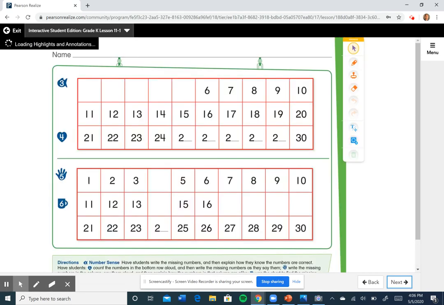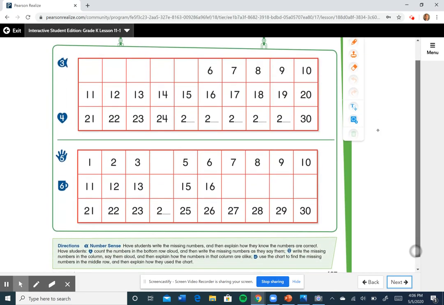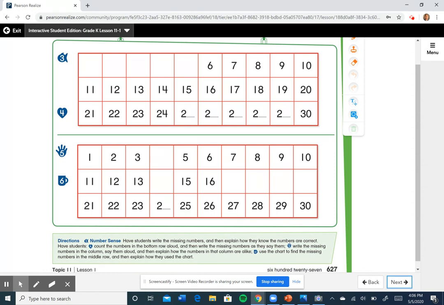Good. You can turn to the next page. Now, number 3 says, have students write the missing numbers and then explain how they know the numbers are correct. So, how are these numbers missing? We know these numbers are missing. How do we know what they are? So let's look at this first one.